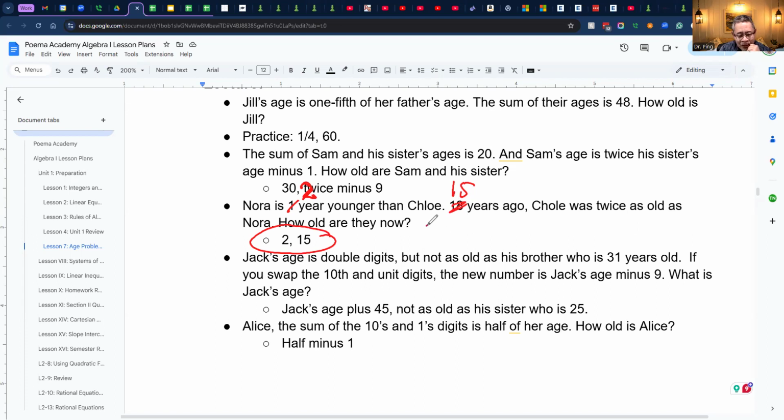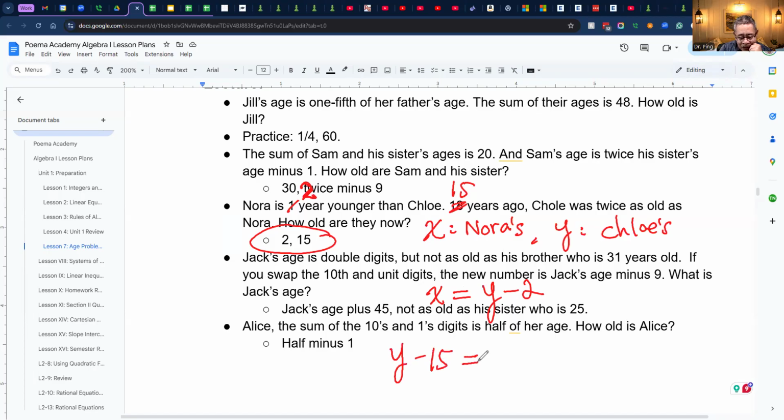So now we're going to set up x as Nora's age and y as Chloe's. And then we know x is y minus 2. And 15 years ago, Chloe was y minus 15, and Nora was x minus 15, but Chloe was twice as old, so we got 2 times that. So we got 2x minus 30.